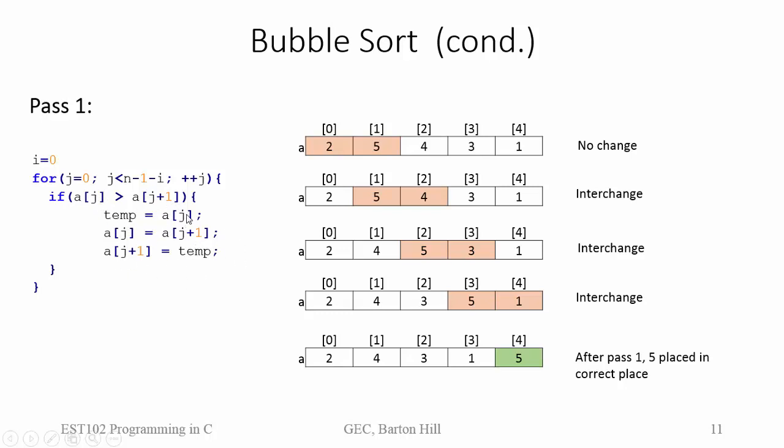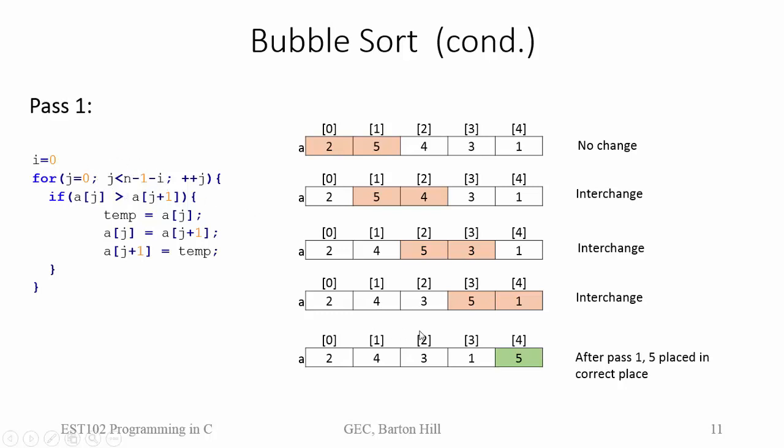Okay, so the value in a of j will be placed in a of j plus 1, and the value at a of j plus 1 will be placed at a of j. This is the code for interchanging the values of a of j and a of j plus 1. I hope you understood the concept of why j is less than n minus 1.